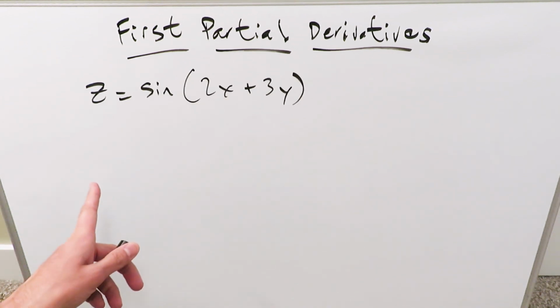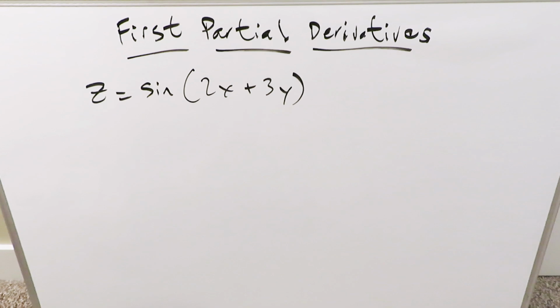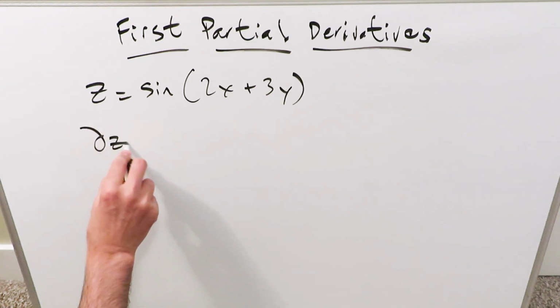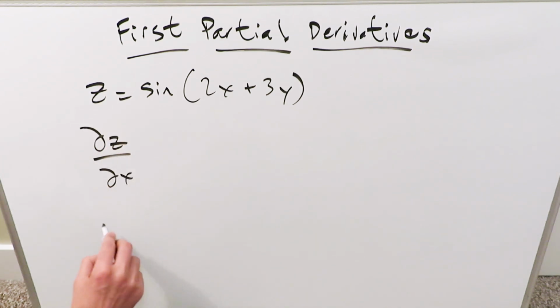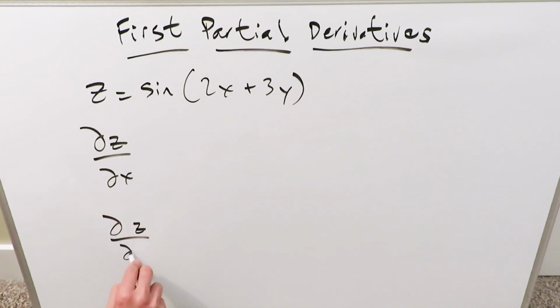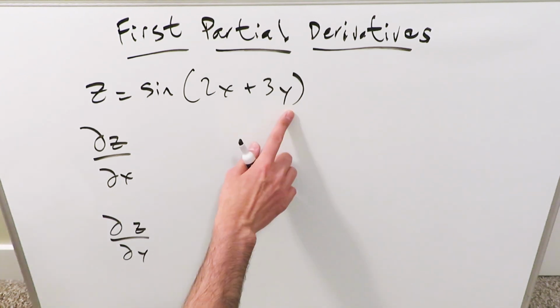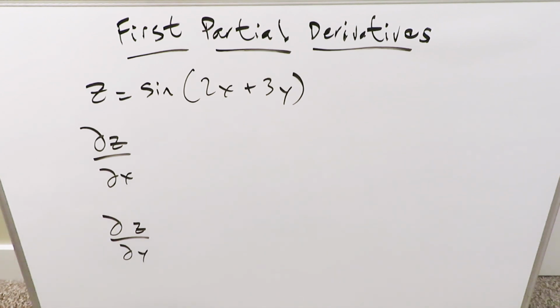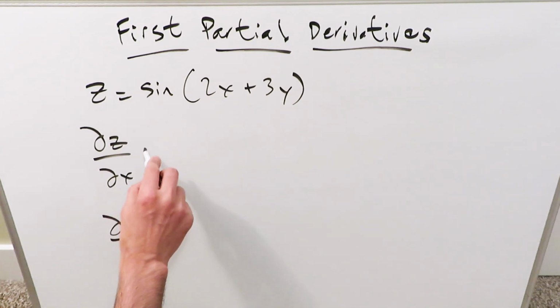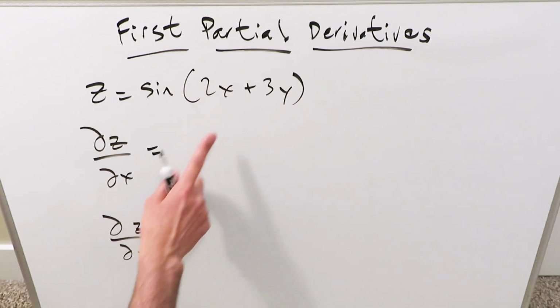Look over here, a certain function z is equal to sine of 2x plus 3y. We have to find the first partial order derivatives with respect to x and with respect to y. In each case, the corresponding variable would be treated as a constant, and the other one would be differentiated.